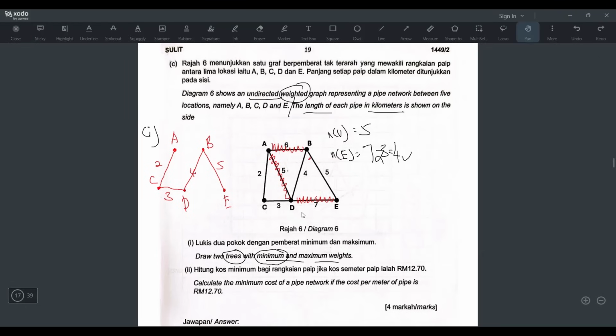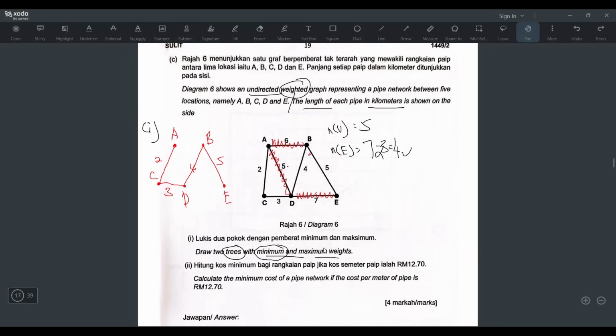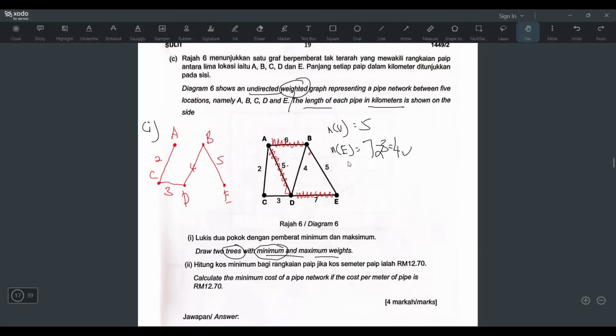Okay, now I have to draw the second tree, and the second tree needs to have the maximum weight. So I repeat the same process. But this time I also have to erase 3 edges, but I have to choose the 3 edges with the smallest value to get the maximum. Okay? So which 3 edges have the smallest value? 2 is the smallest, 3 is the second smallest, 4 is the third smallest.